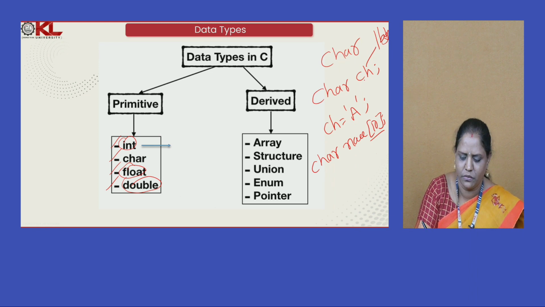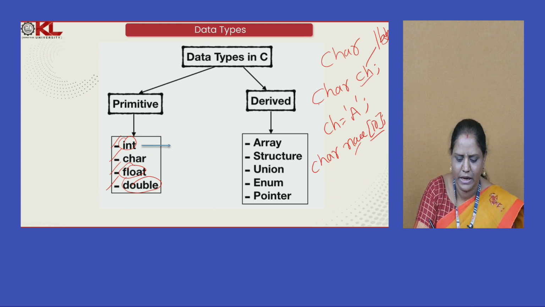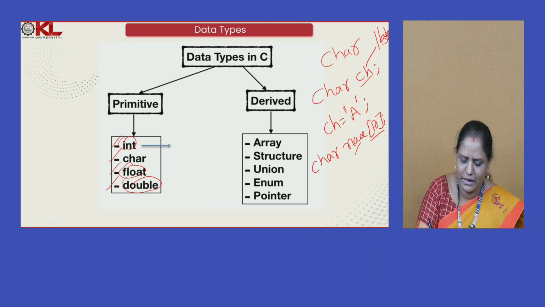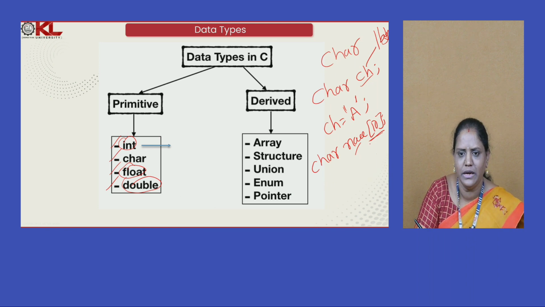So find the difference between ch and name. Both are character type of values, but the difference is that in ch you can store only one character, because ch occupies only 1 byte, and the character value should be mentioned in single quotes like this. And in name I declared the name with square brackets and some size, so this size represents how many characters I can store in the name variable. For name the computer occupies 10 bytes. In name you can store more than one character.